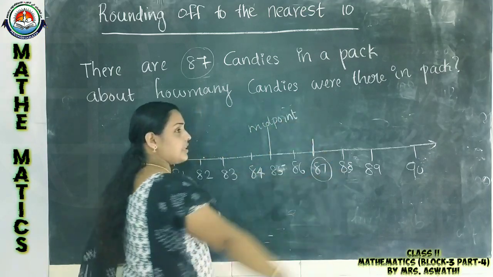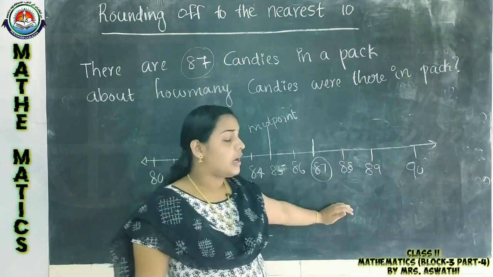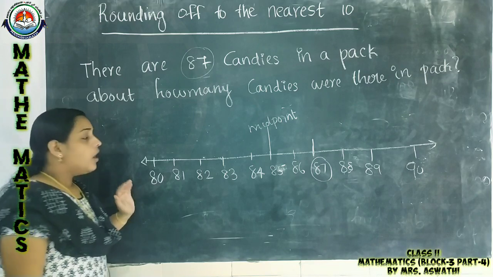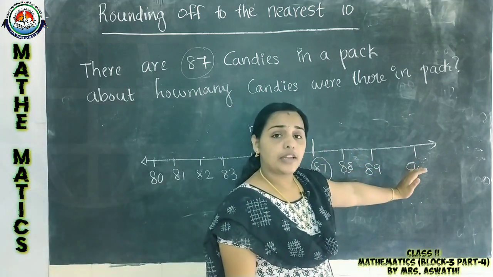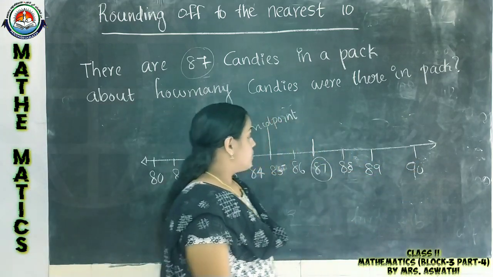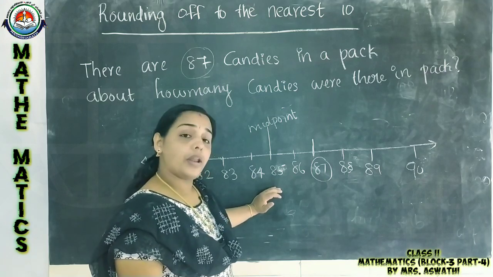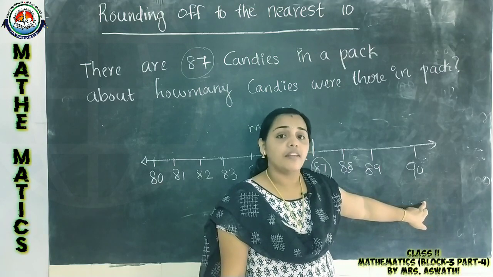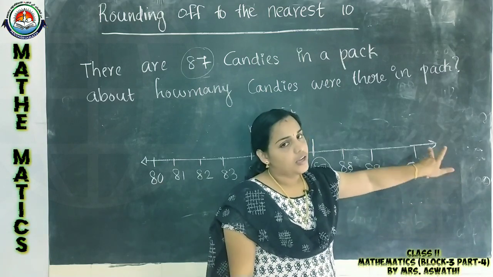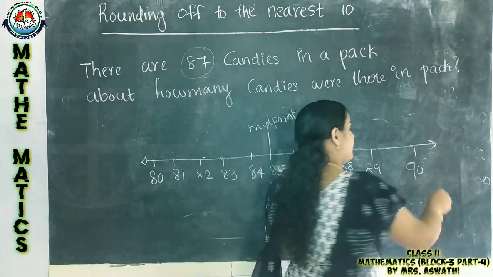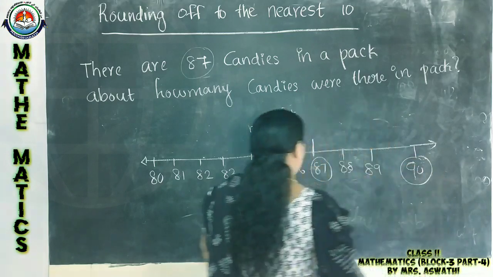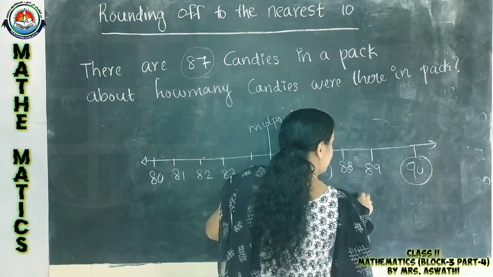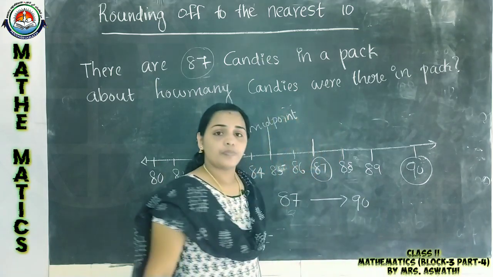Does the number 87 come after or before the midpoint? Is this before the midpoint? No, it comes after the midpoint. So we can round off this number to 90, the greater 10. Which is the greater 10 here? 90. Okay. So we can round off 87 to the nearest 10, 90.